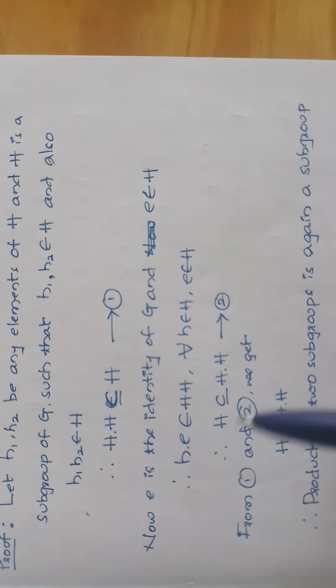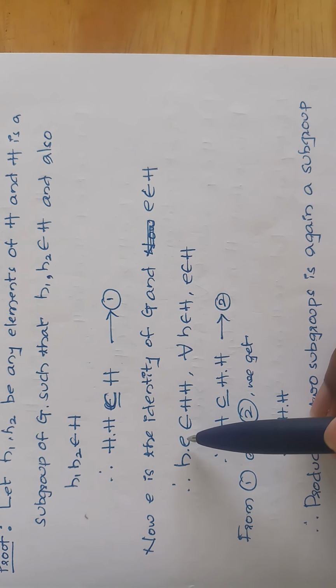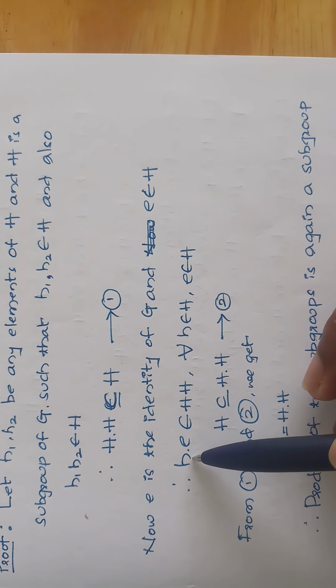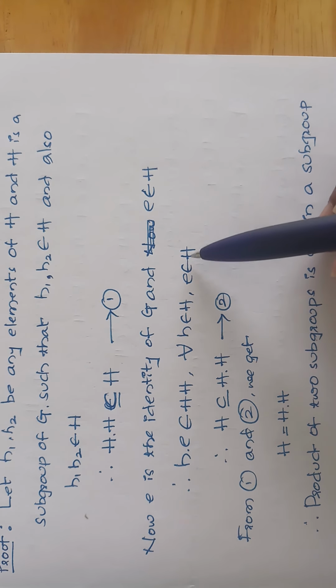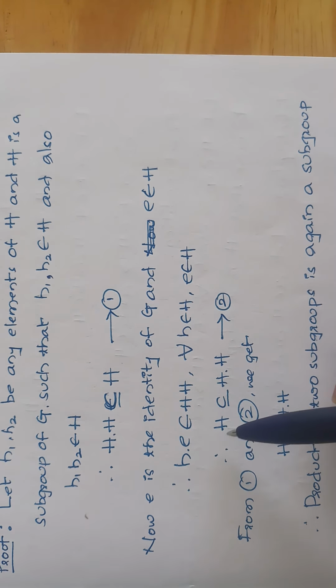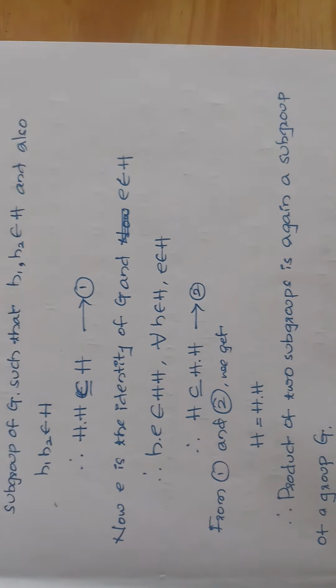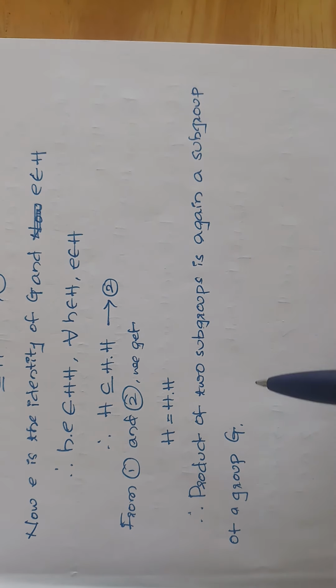So now E is the identity of Z and E belongs to H. Now I write H into E because H belongs to H. So H into E is equal to E also belongs to H. H into E belongs to H into H. That implies that for all H belongs to H and E belongs to H, H into E is E. So E belongs to H. That implies that H is a subset of H into H. From equations 1 and 2 we can say H is equal to H into H. So therefore product of two subgroups is again a subgroup of a group Z.